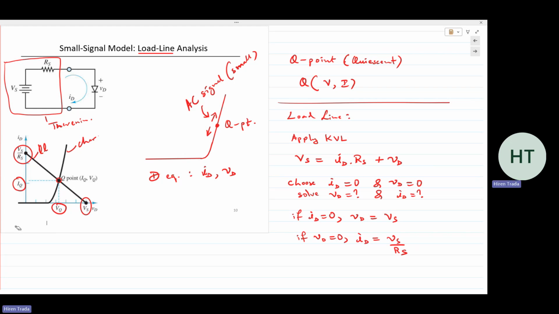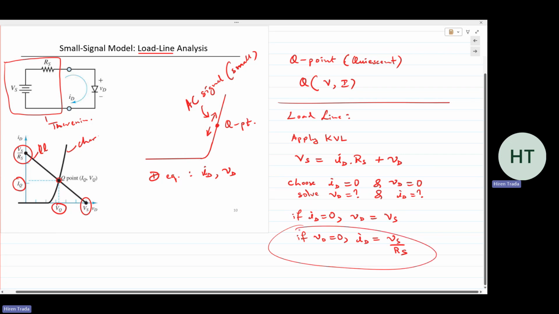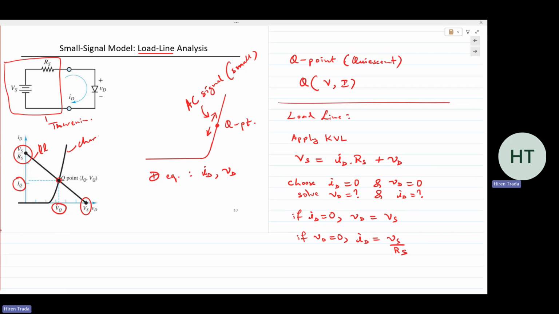Does the load line make sense? That's the load line analysis. Typical load line analysis always begins with applying KVL to generate an equation. That equation will have two unknowns, a voltage and a current. Since there are two unknowns, we find two endpoints by choosing both values as 0 and solving for the other one in two separate steps. We first solved by choosing ID equal to 0 and found VD. When we choose VD equal to 0, we find ID. Find those two points, join them together. The intersection point with the diode characteristic is the Q point, or the solution for our circuit.